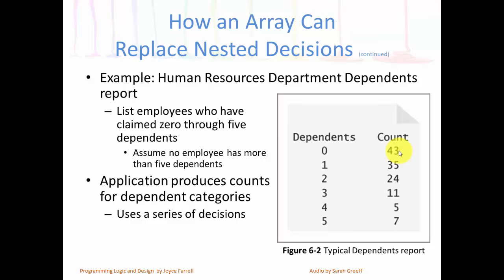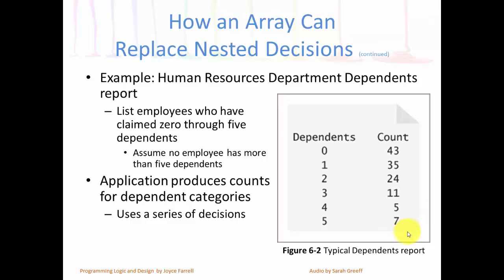And the application produces counts, as you can see, for the dependent categories, which uses a series of decisions. So if it is 0, we're going to count the dependent 0 count. If dependents is 1, we're going to count dependents 1. If it is 2, we're going to count how many employees have 2. If it's 3, we're going to count all the ones that have 3 dependents. And if it's 4, we're going to count all that are 4. And lastly, if it is 5, we're going to count all the employees that have 5 dependents, and we're going to use a counter, which is count dependents for 5.